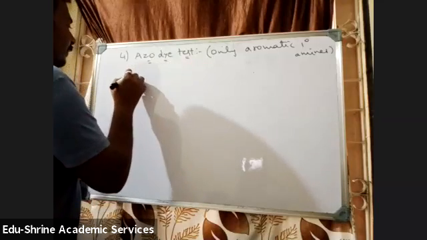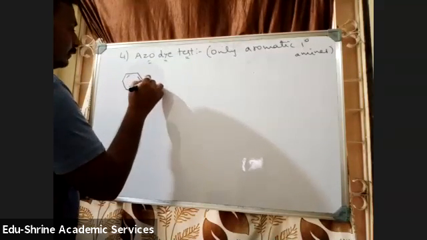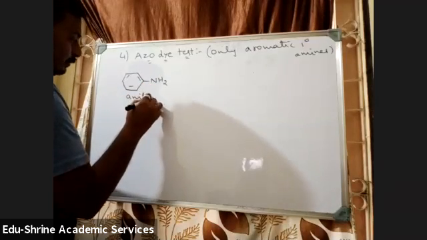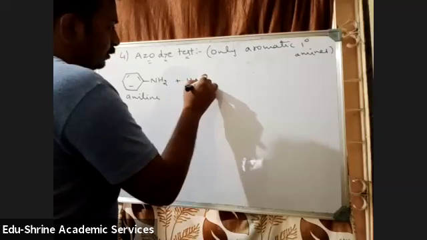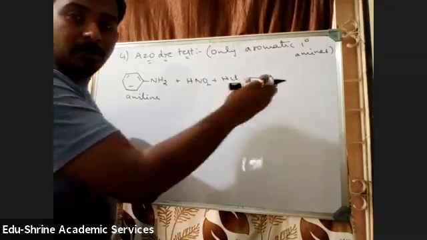What happens is, if we take an aromatic primary amine, for example aniline, this is made to react with HNO2 plus HCl first. What product will you get, students, in this step?